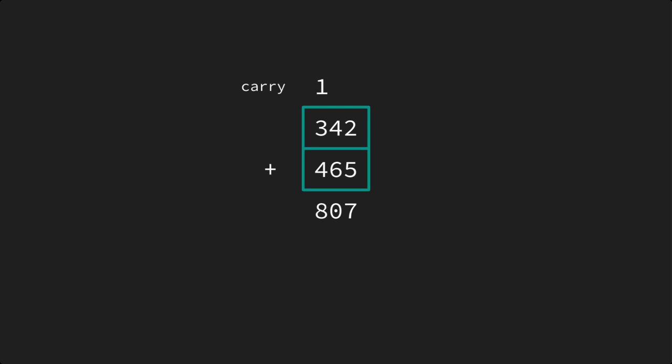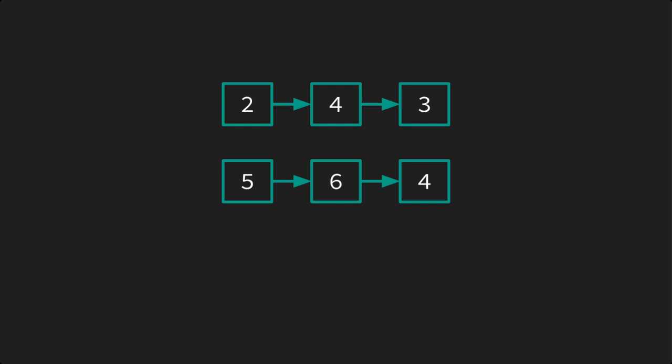But here's the twist. We aren't given regular numbers. We're given numbers like this, as reversed linked lists. You can see these are the same numbers as before, but because we're representing them as linked lists, each digit is now a node that has a value and a pointer to the next node. And because it's reversed, we start in the ones place. So 342 reversed is 2 in the ones place with 4 in the tens place and 3 in the hundredths place. And 465 reversed is 5 in the ones place, 6 in the tens place, and 4 in the hundredths place. So how do we add up two linked lists?